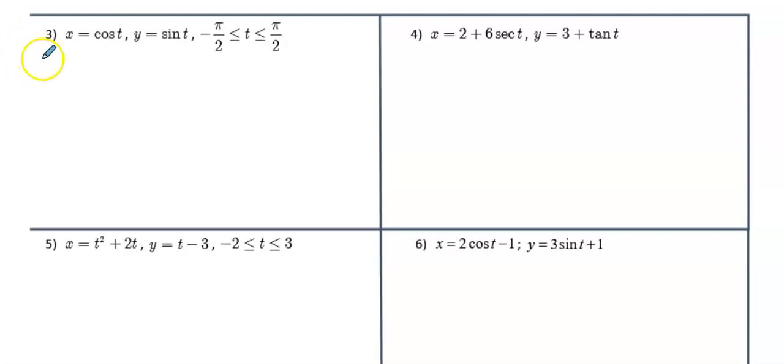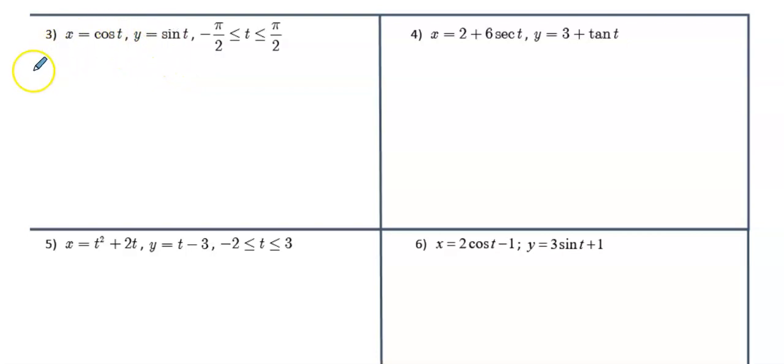So let's go ahead and start with example number 3, where x is equal to cosine of t and y is equal to sine of t. I'm restricting it to the interval from negative pi over 2 to pi over 2. And t is going to be the parameter of our functions. One of the things we need to do is eliminate our parameter, and we do not want to use arc cosine and arc sine here. That would be a really crazy mess.